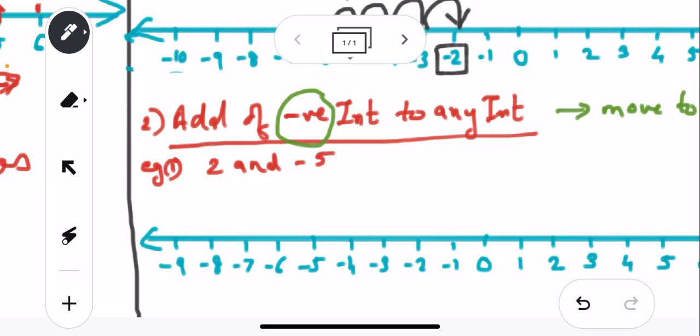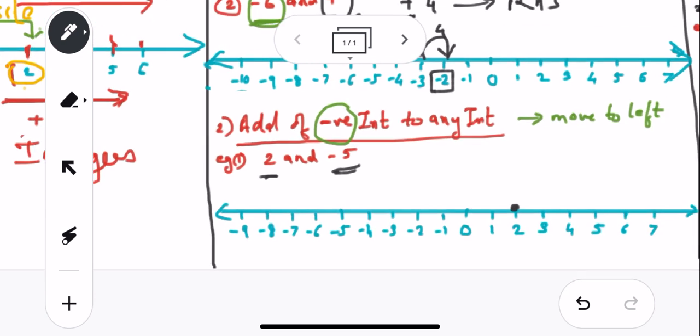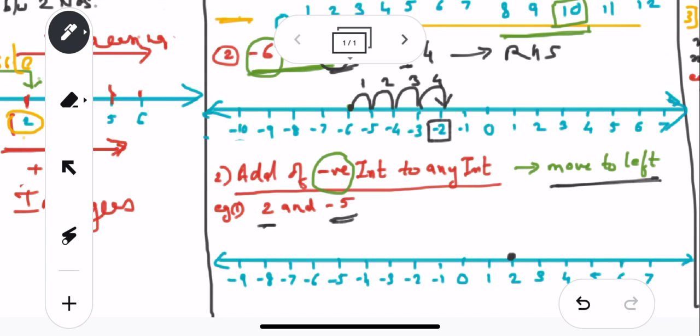If we have to add a negative integer to any integer, then we have to move to the left on the number line. Now how will you start? First we will mark 2. This is 2 here, so I will mark 2 here. Since this is negative 5, I have to move to the left of my number.